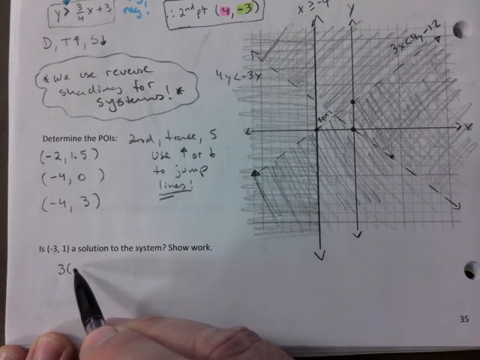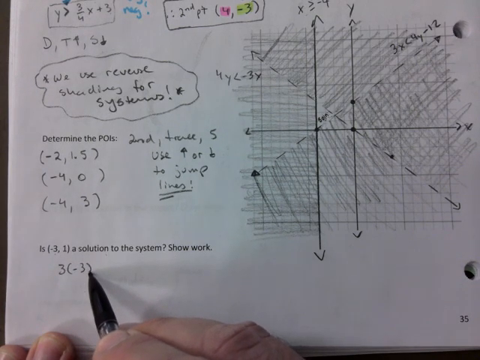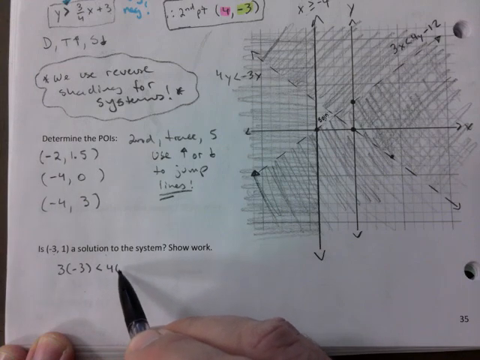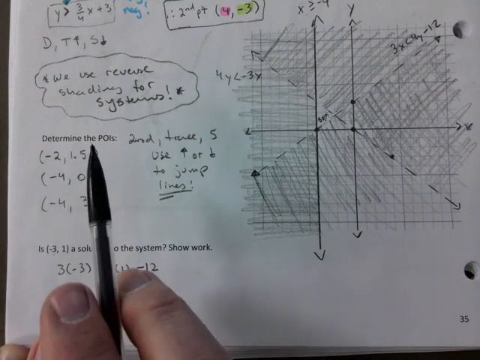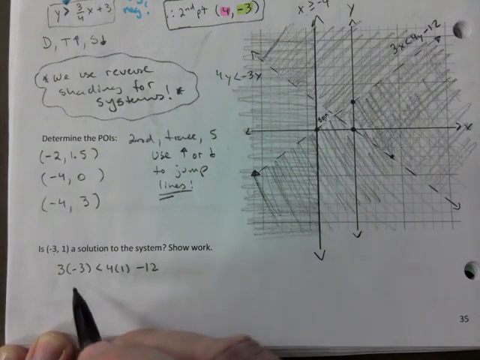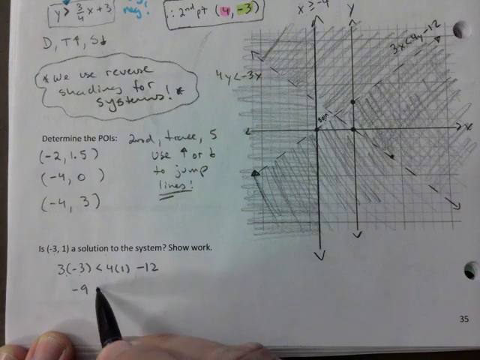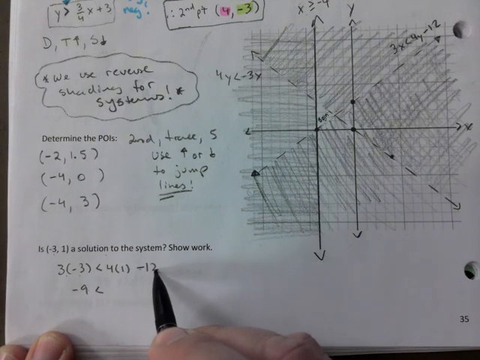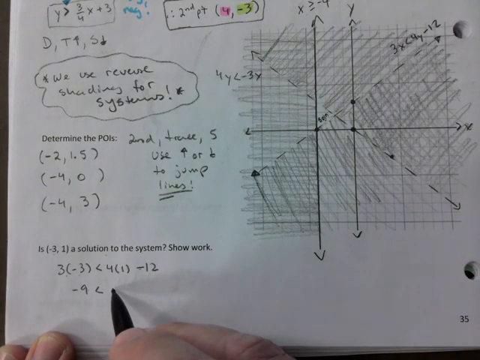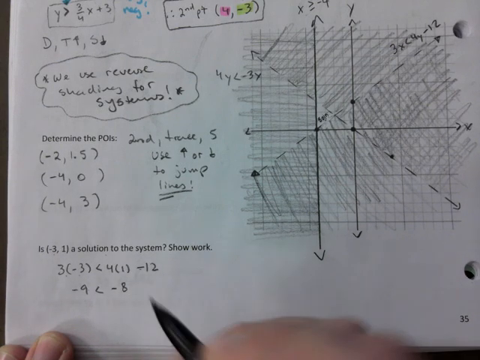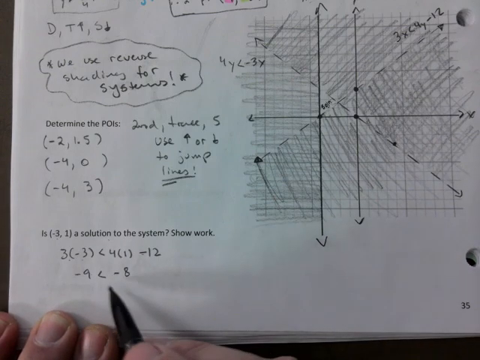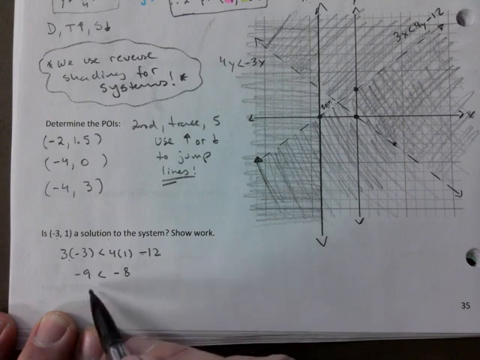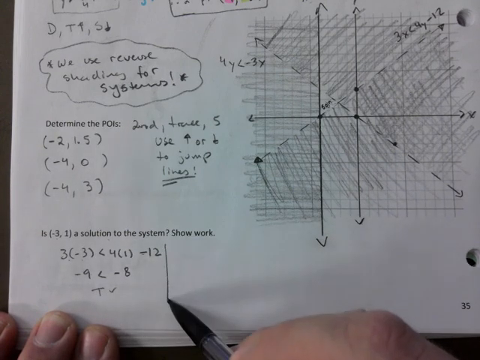3 times negative 3 is less than 4 times 1 minus 12. What are you doing, Mr. Dirksen? I'm using the original first inequality. So this is negative 9 less than 4 minus 12, which is negative 8. Is this statement true? It is true. Negative 9 is smaller, so true. Keep checking.